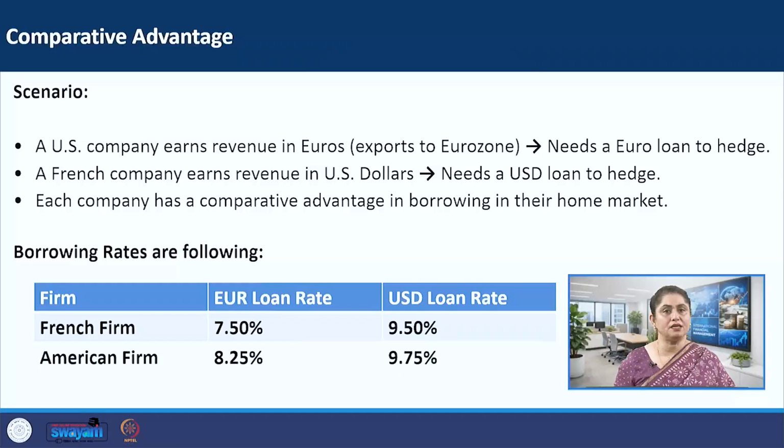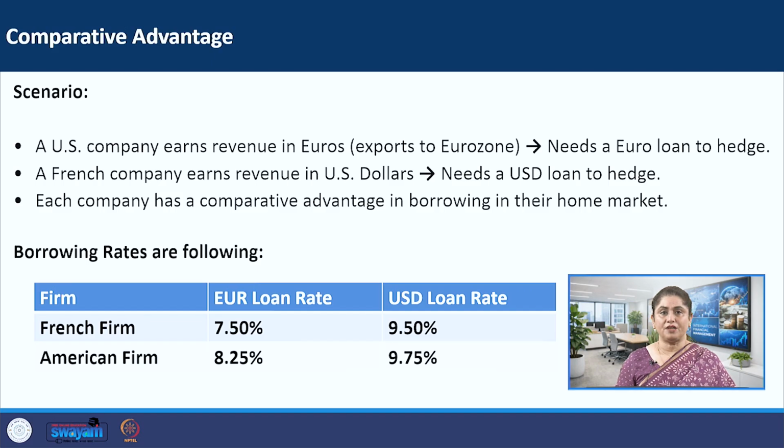Now, let us take an example. Let there be a scenario where a US company earns revenue in euros. That is, an American company is actually exporting and it is getting the money in euros. So it needs to hedge its euro exposure. So what does it do? Because it is getting the revenue in euro, its receivables, which are its assets, are in euro. So it is going to raise a euro loan or euro liability to hedge it. It is a matching principle.